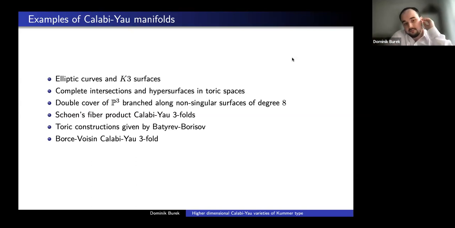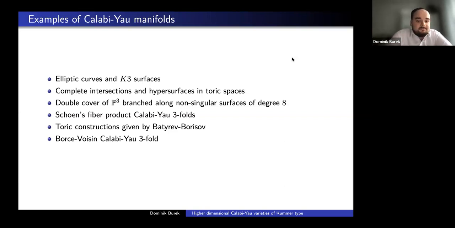Also, a very important construction is due to Schoen, the fiber product. He used the fiber product of elliptic surfaces. Especially, they are very important in the topic because they have small Euler characteristic, something like the modulus is equal to 6. As Slavik mentioned, this kind of Calabi-Yau threefolds are really pleasant for physicists.